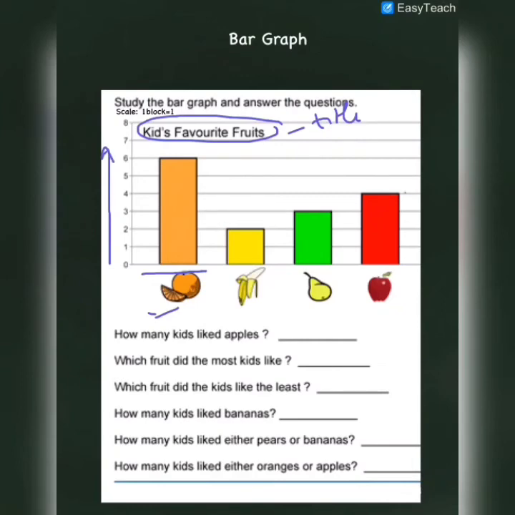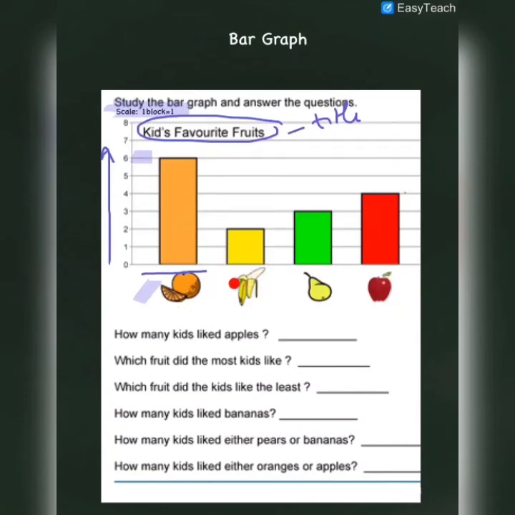Alright. And the third and the very important thing is the scale, as you can see here. The scale tells us that one block is equal to how much. That is, in this case, one block is equal to 1. That is, this one block will give you quantity of one thing only. Alright. So let's read this bar graph. As we can see, the bar of orange is going up till this number 6. Okay, so that means that 6 children like oranges. So it's because it's kids' favorite fruit.